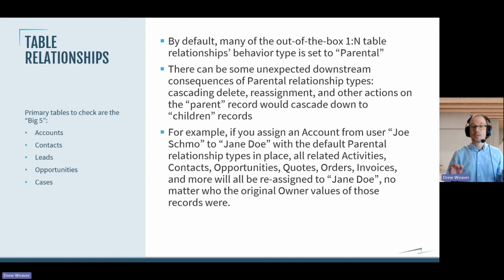So we'll look at a specific example that hopefully will illustrate this for you. Let's say we have an account owned by user Joe Schmo. We're going to be reassigning it to user Jane Doe. With the default parental relationship types in place, all of the related activities, contacts, opportunities, quotes, orders, invoices, and more, anything that has a parental behavior type between the account and the children records, those are all going to be reassigned to Jane Doe, all of those children records, no matter who is the original owner of those children records.